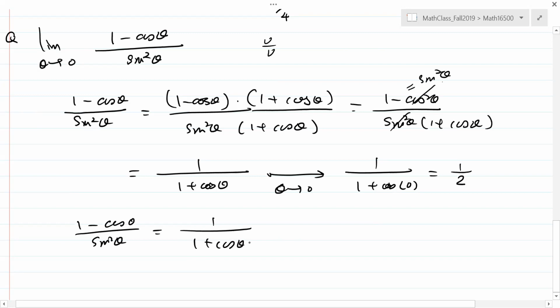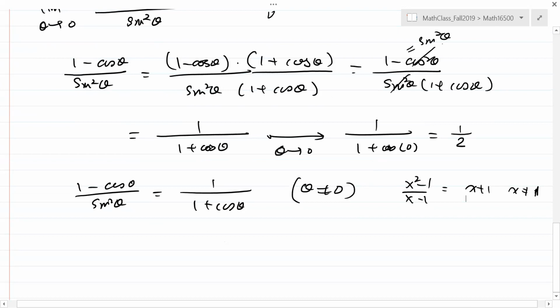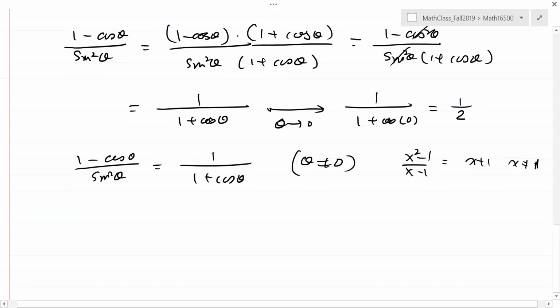This holds when theta is not equal to 0. It's very similar to something like x squared minus 1 over x minus 1, which is going to be x plus 1 when x is not equal to 1. But if you plug 1 for x, you get 0 over 0, so you cancel some terms. Similarly, we have this here. After you modify the expression, we don't say simplify, because sometimes you don't get a simpler form, you can easily find the limit as theta approaches 0. That's another way to modify. It's not unique.